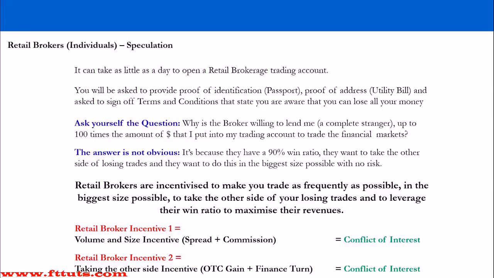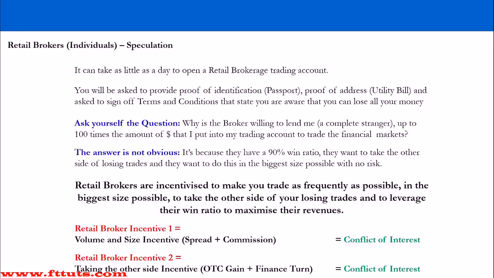Now, what you've got to do is start asking yourself the question, why is the broker, someone who is a complete stranger to me, allowing me, a complete stranger to them, to borrow up to 100 times the amount of dollars that I put into my trading account to trade the financial markets? Literally, in a typical example, it would only be a day before that they've asked you for a passport, proof of address, and asked you to sign off the terms and conditions. 1 day later, you've deposited a few $1,000s, and now they're willing to lend you up to $200,000 to trade the financial markets. It's pretty obvious why they would want to do that.